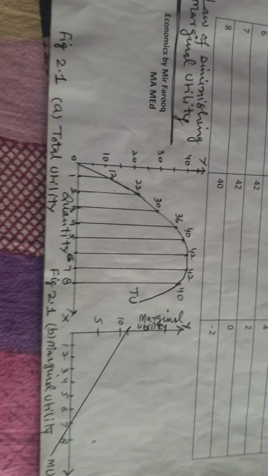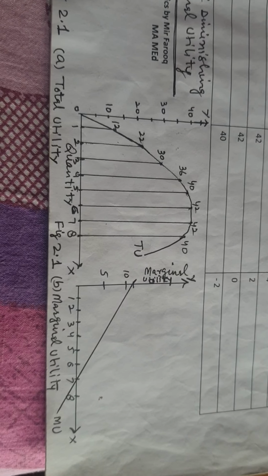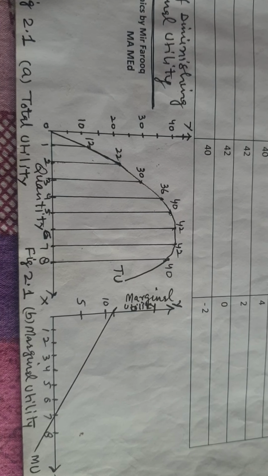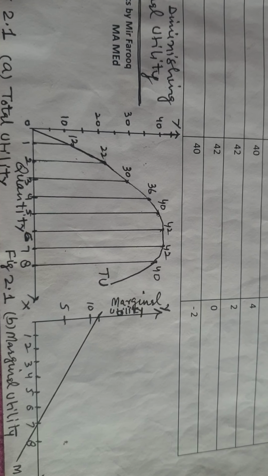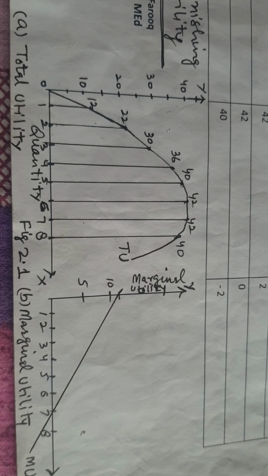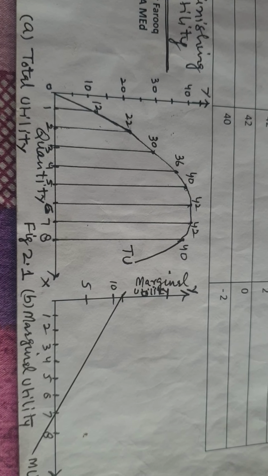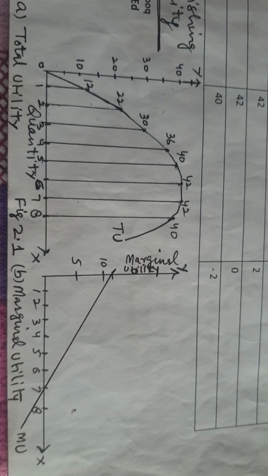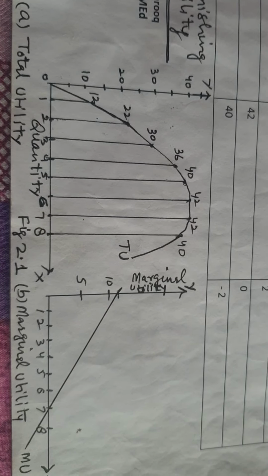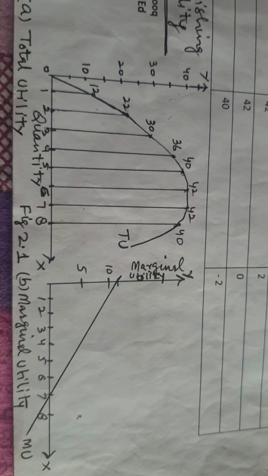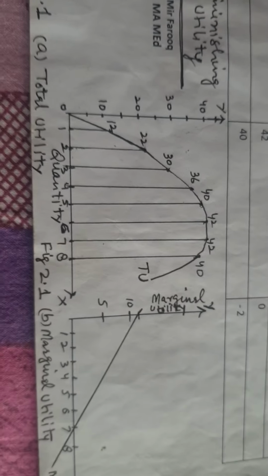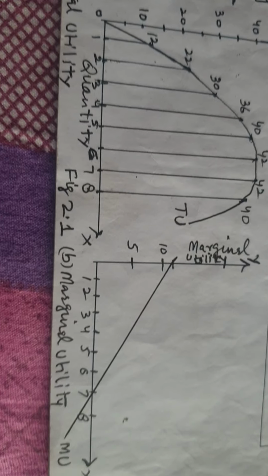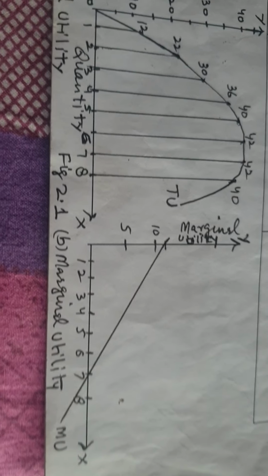Now the same is illustrated in this diagram. Now we measure quantity consumed on the x-axis and total utility on the y-axis, and in the next figure, 2.1b, we measure the consumption of tea on the x-axis and the marginal utility on the y-axis. So TU is the total utility curve, and in figure 2.1b MU is the marginal utility curve.